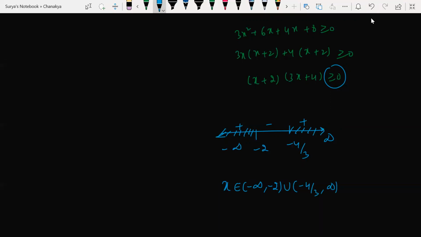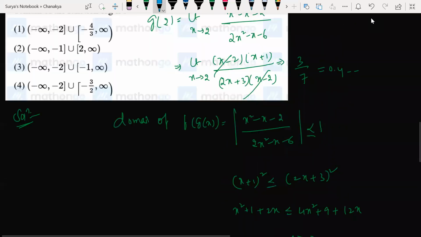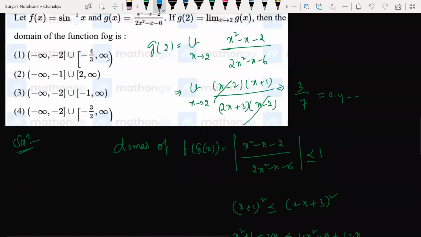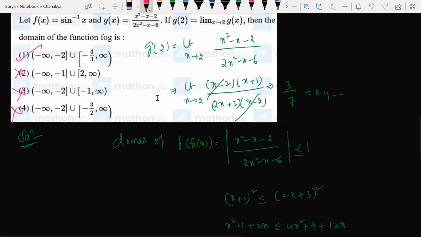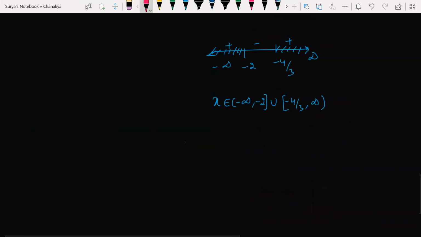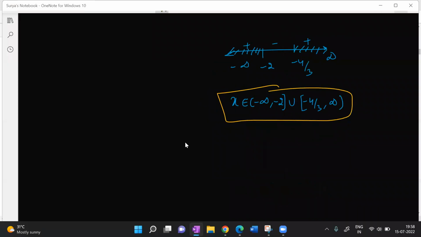Is it clear? Can you include 4 by 3 here? Yes, we can include, of course. Minus 2 also can be included here. Minus 4 by 3 also can be included, to infinity. Of course. So option A is correct here. Option B deleted, option C deleted, and option D also deleted. Option A only is correct. Clear? Any doubt, guys? This is how we find out the domain of this function. Next question.